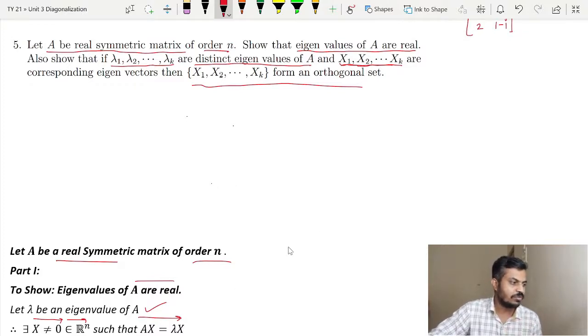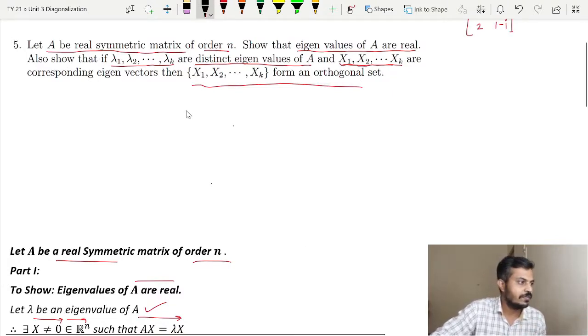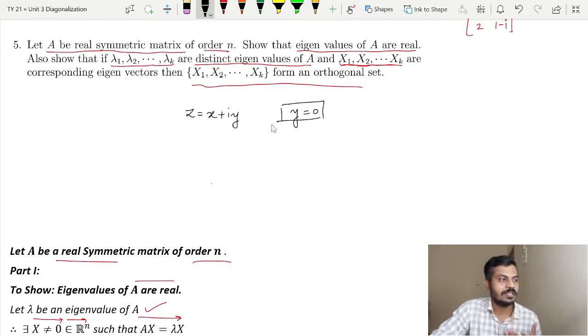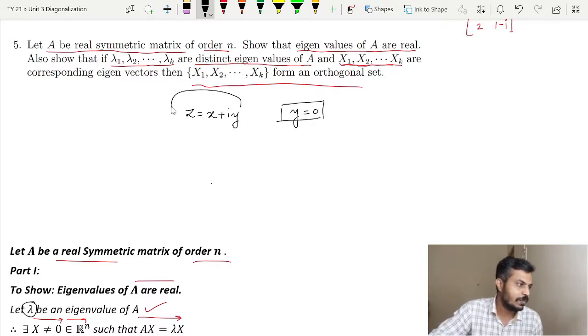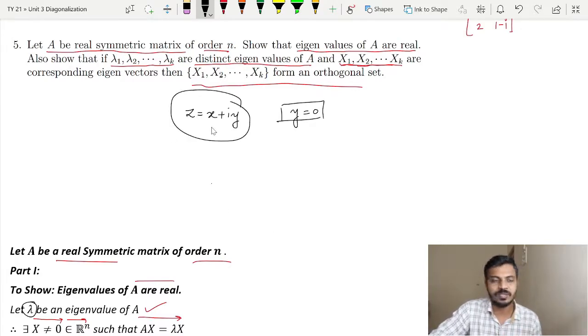Now in order to show lambda is purely real, what is the concept of purely real? If z is equal to x plus iy is our complex number, and if the imaginary part is equal to 0, then we say that z is a purely real number, and that is exactly what we have to show here. So we have to show that this lambda is a purely real number. Now when will z be purely real, let us try to understand it.